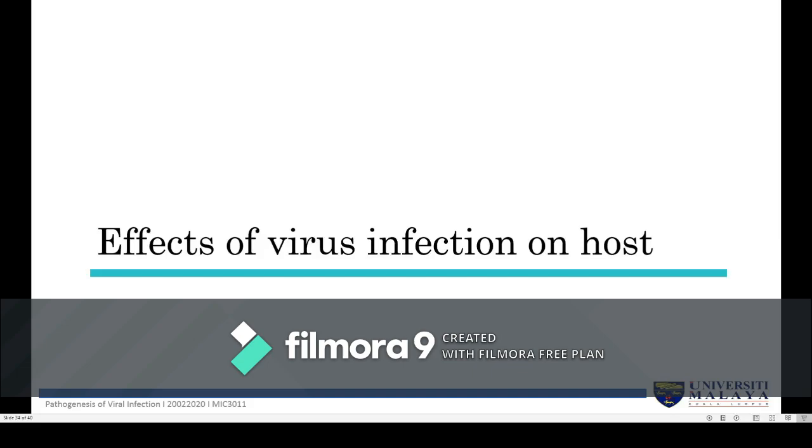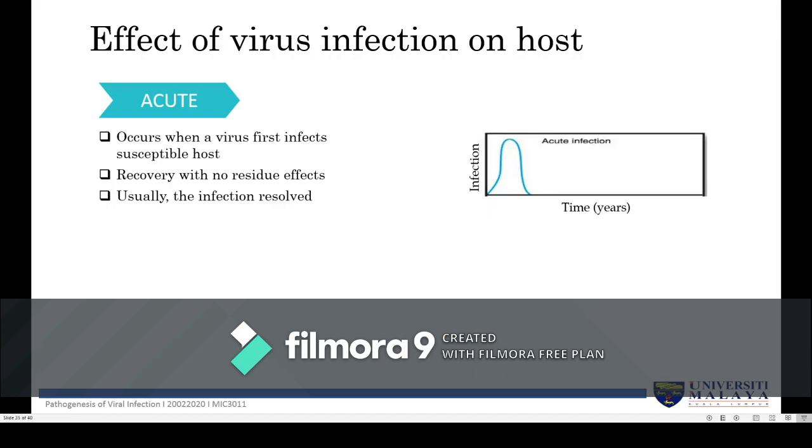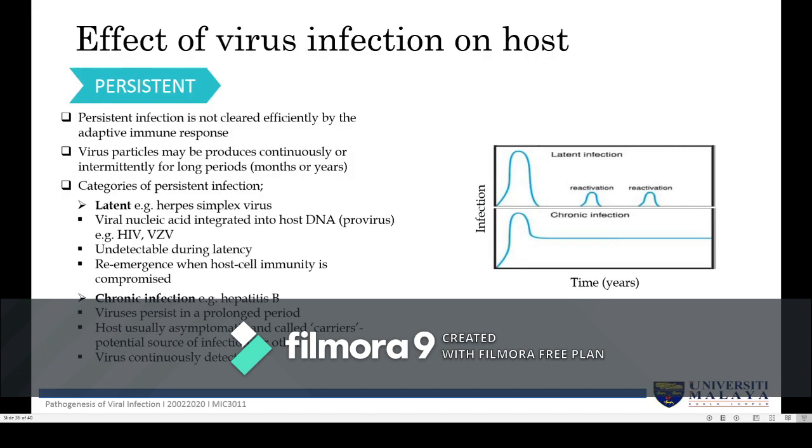Okay, for our next part, or the last one, is the effect of virus infection on host. So virus infection can cause acute infections. We have acute and also persistent. For the acute, it occurs when a virus first infects the susceptible host. It's usually recovery with no residual effects, and usually the infection is resolved. For the persistent, it is when the infection is not cleared efficiently by the adaptive immune response. The virus particle may be produced continuously or intermittently for long periods. Sometimes it's up, sometimes it's not.